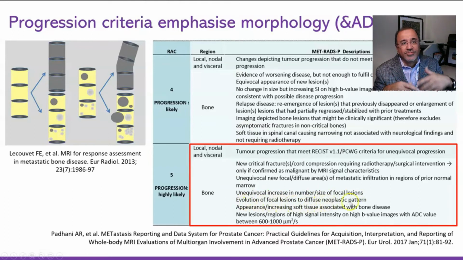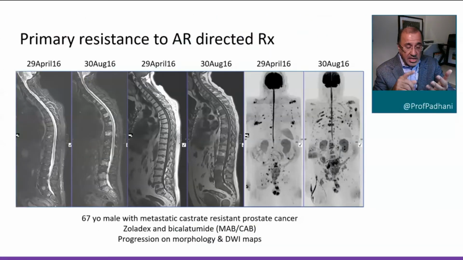There are no diffusion criteria except one, and that is that any disease that is new has to be in the active range for disease, which is between 600 and 1,000 micrometers squared per second. So here's a man who is clearly progressing. We see new lesions, we see enlarging lesions, and an increased burden of disease, which you can segment out.